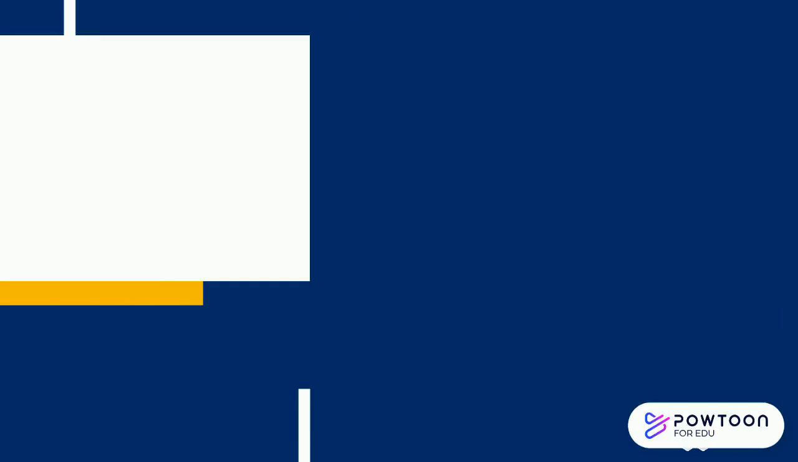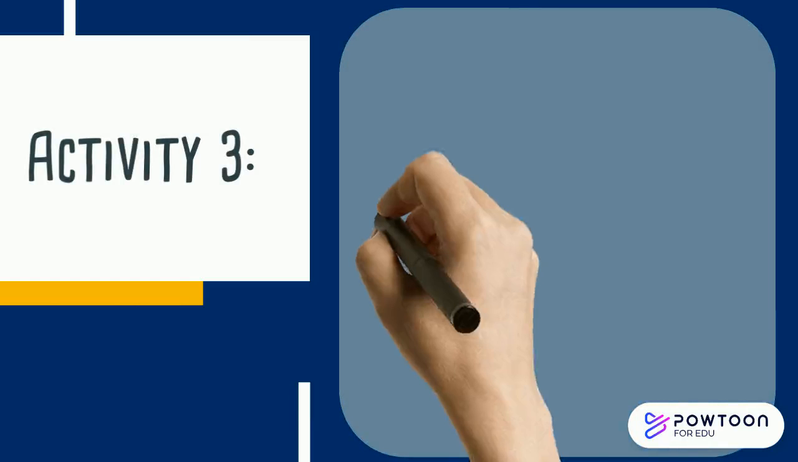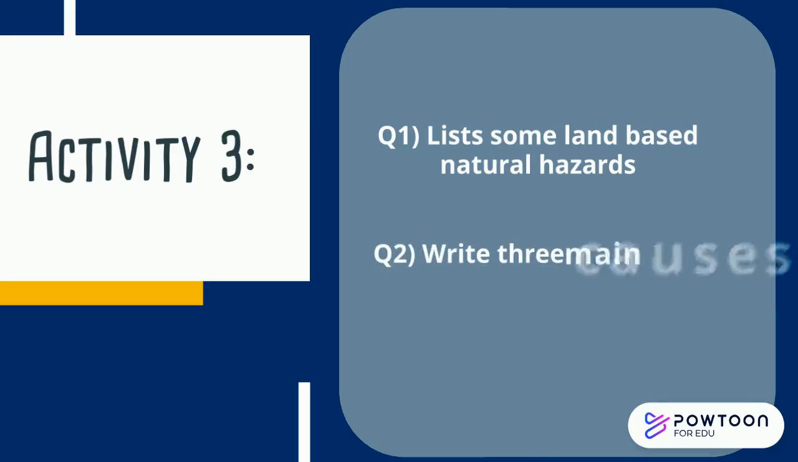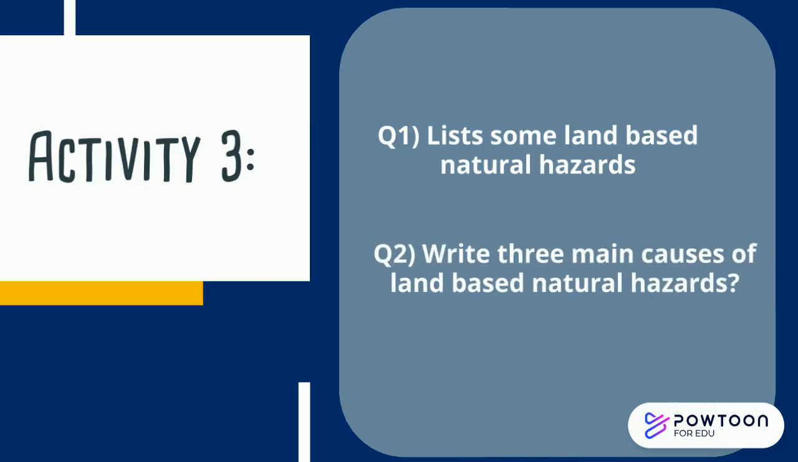These are the third set of activities. 1. List some land-based natural hazards. 2. Write 3 main causes of land-based natural hazards.